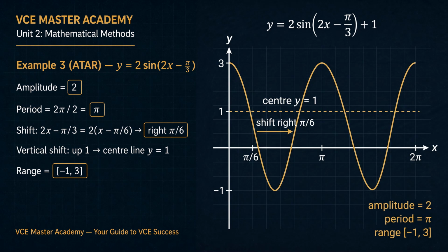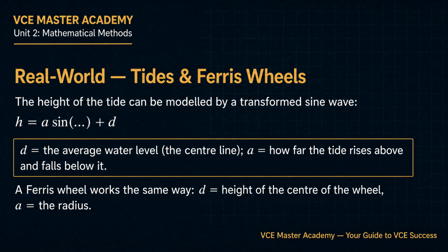4 dials, 4 effects. Stretch, squeeze, slide, and lift. Where does this show up in real life? Tides are a perfect example. The height of the water can be modeled by a transformed sine wave, like height equals a sine of something plus d. Here d is the average water level, the center line, and A is how far the tide rises above and falls below it.